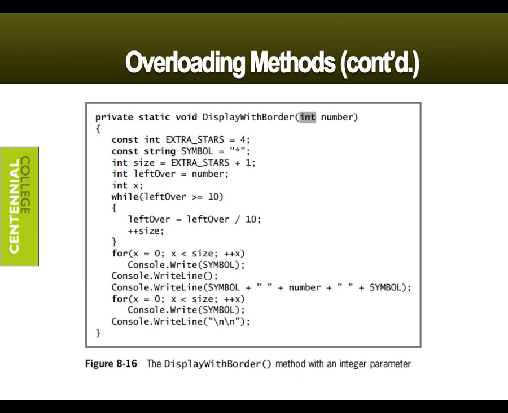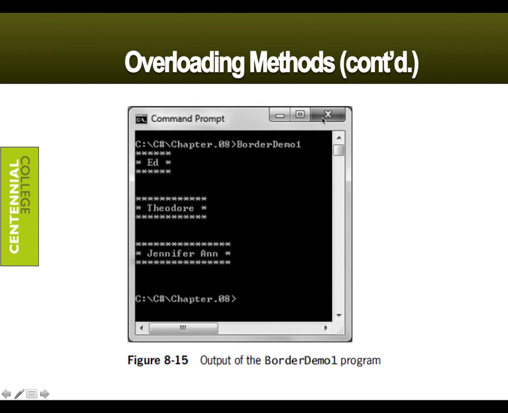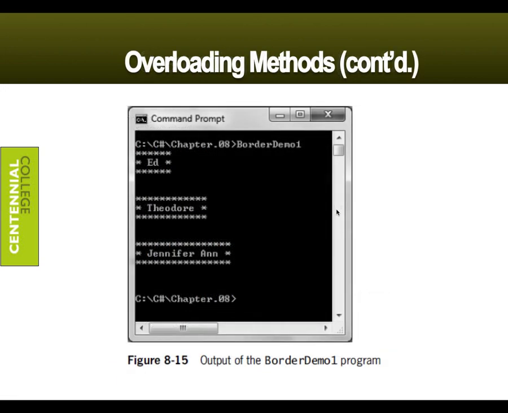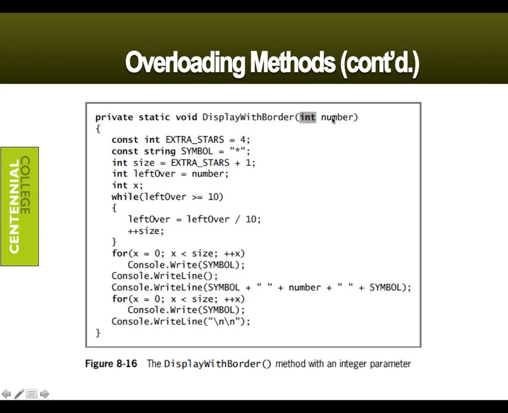So this one is another method signature. The previous method, if you go back, had a string as the parameter, and here it's a number as the parameter. So, now why is this one useful? Let me see. Extra stars equals 4. The symbol is a star. Extra stars equals plus 1 this time, instead of whatever extra stars is, plus 1. And then we have another integer, which is leftovers equal to the number.